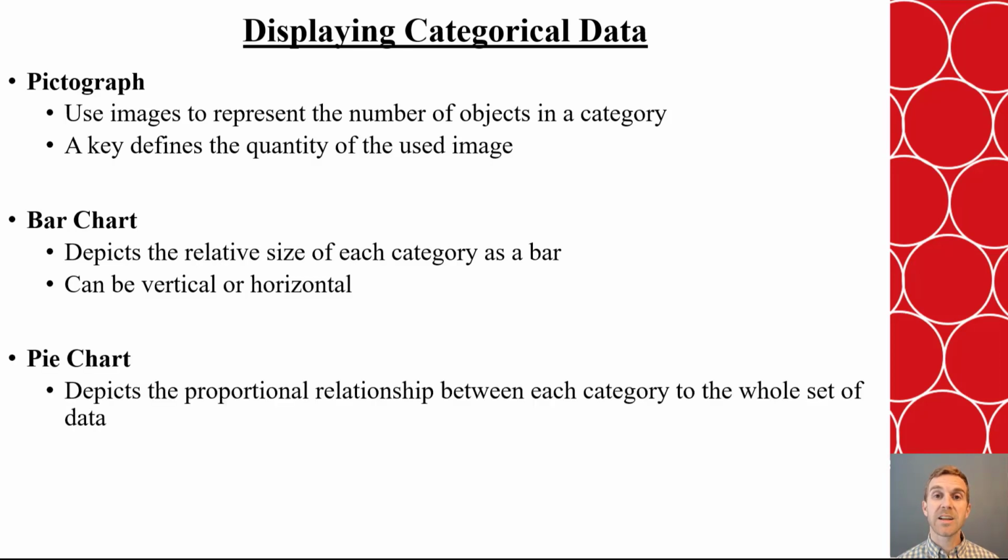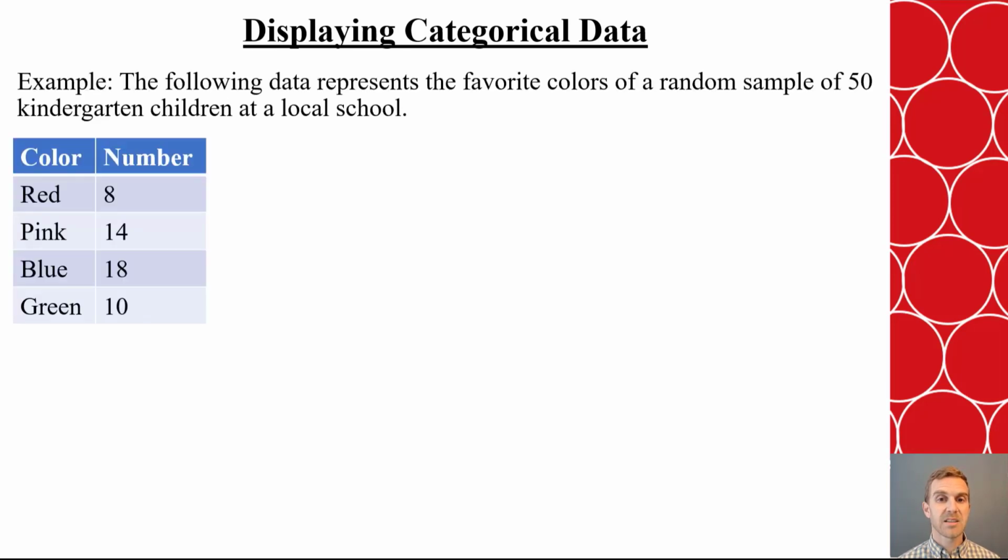Or we could create a pie chart, which is proportionally representing each category to the whole from the data that was collected. So let's look at a set of data of where students chose their favorite colors, and we're going to represent this in those different formats.